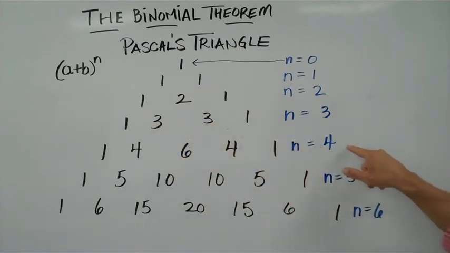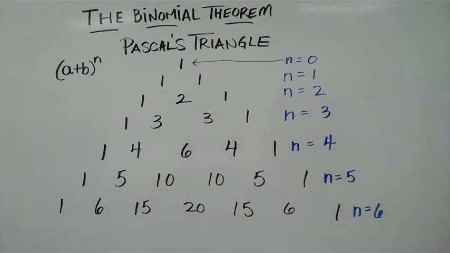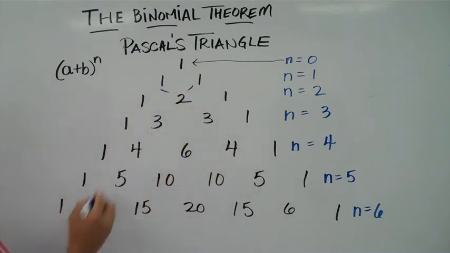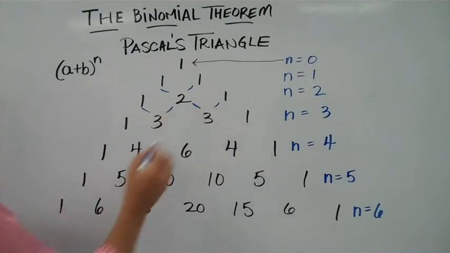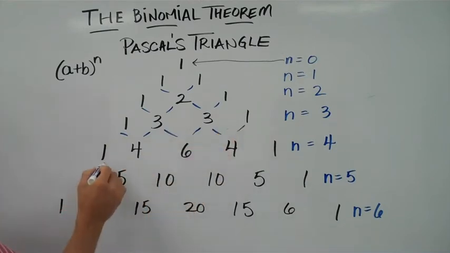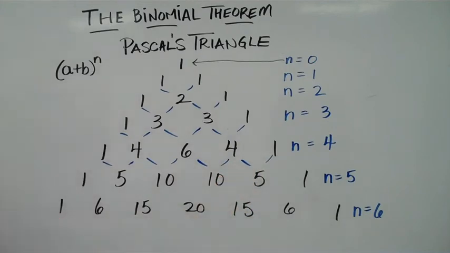When n is 4, my first number I come to besides 1 is 4. I get 1, 4, 6, 4, 1. And what I'm doing here, again, is I'm adding these two to get that. I'm adding these two to get that 3. I'm adding these two to get the 4, the 6, the 4, and so on.